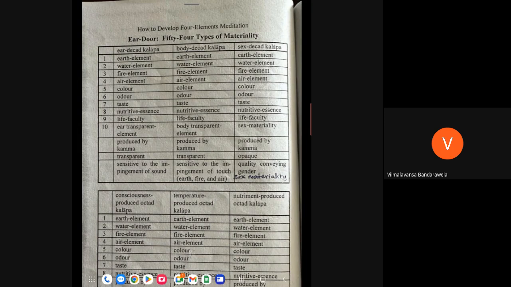This is the ear door. In the ear door, you have the ear decad kalapa, or sota dasaka kalapa. So now you know what the tenth factor is: the sota pasada rupa. That sota pasada rupa takes the sound as an object. So how do we understand this sota dasaka kalapa? You need to focus.